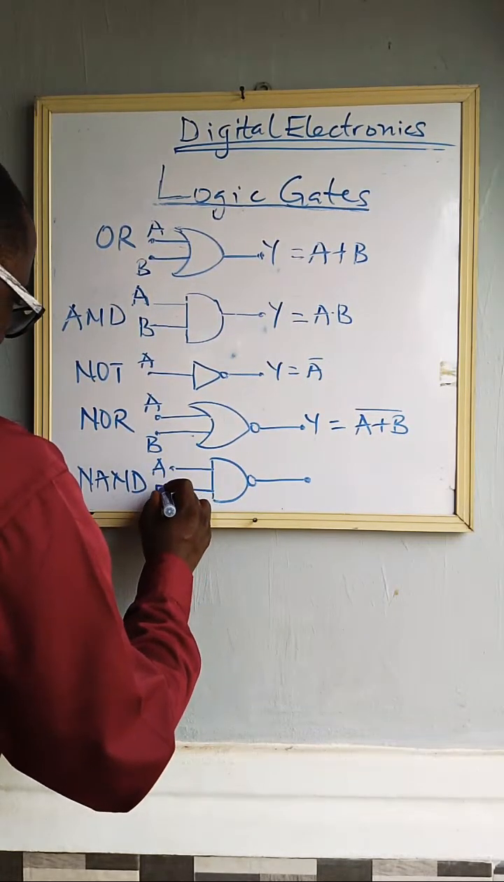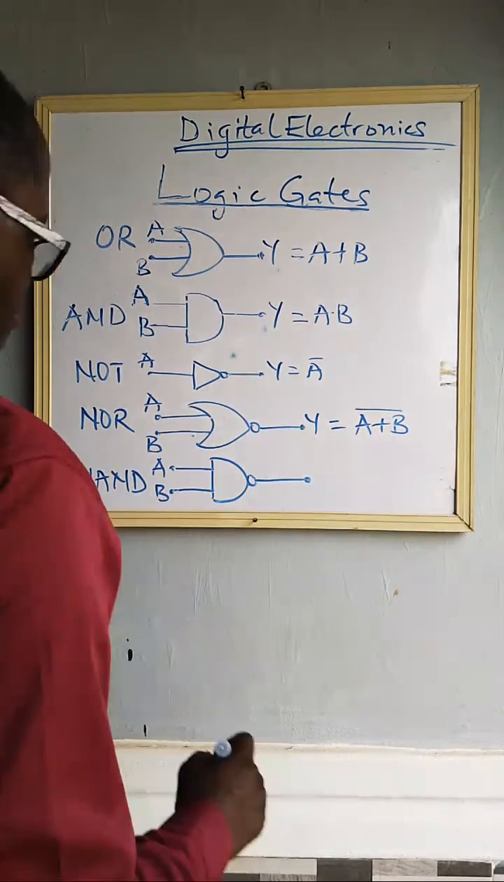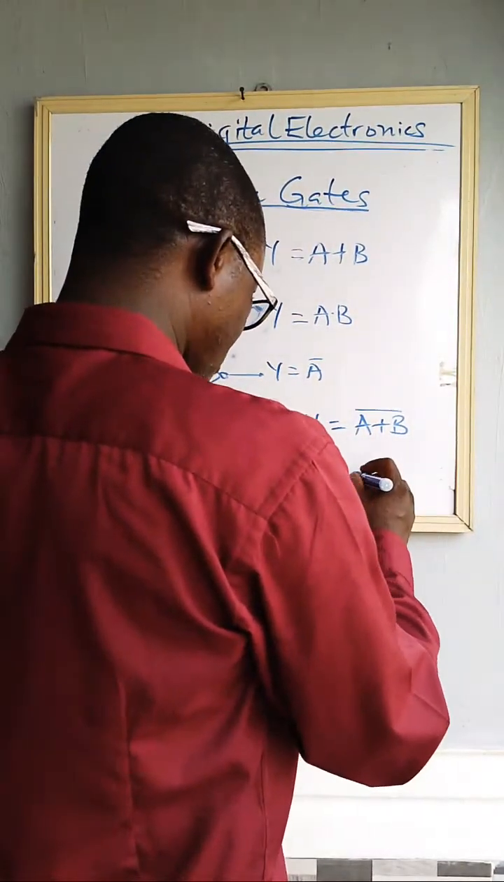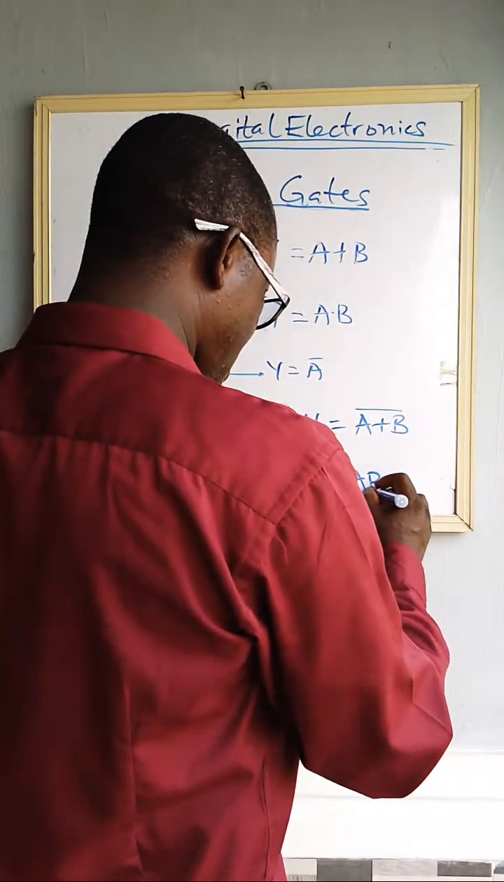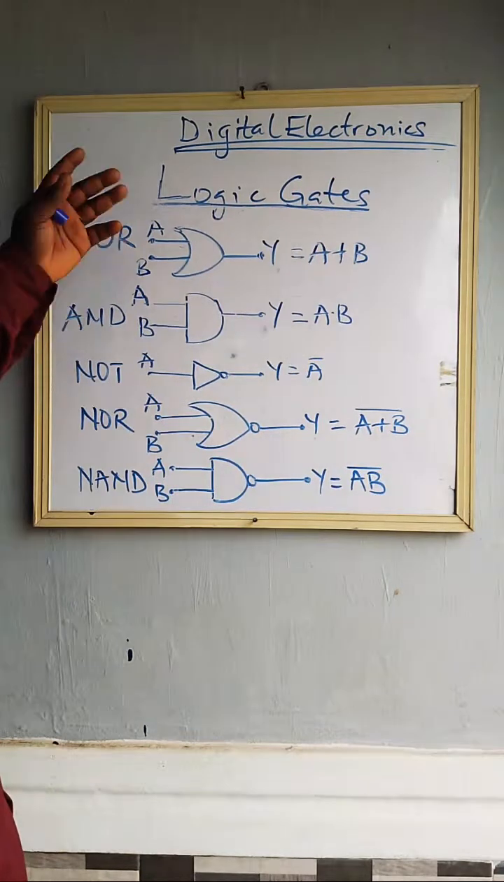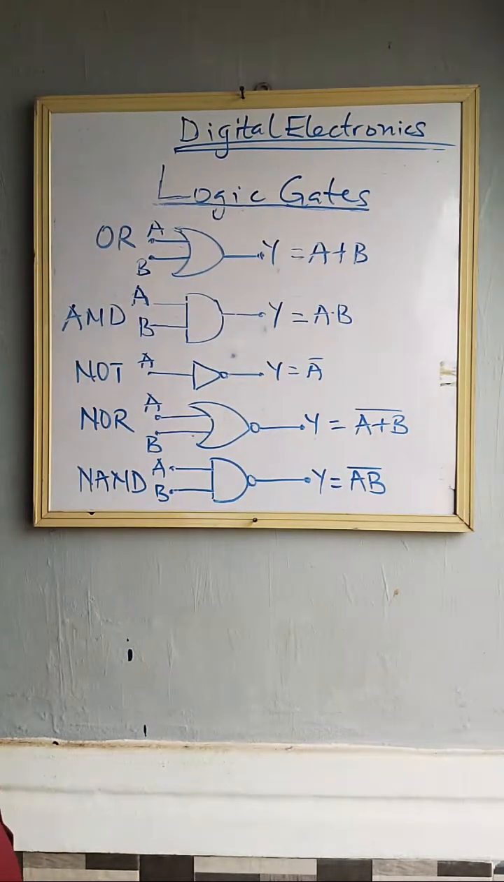A and B. A and B. And then we have Y equals A dot B bar. So I'd like you to go ahead and practice combinational circuits, check questions offline and online to practice combinational circuits.